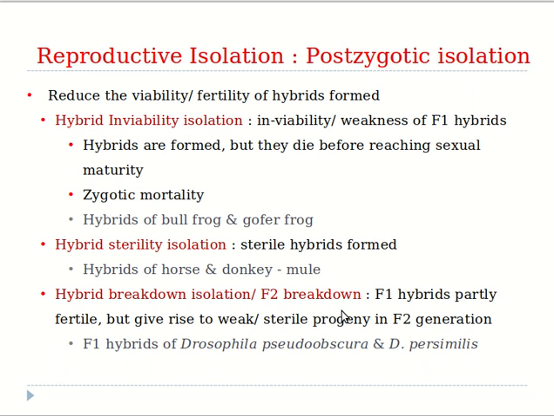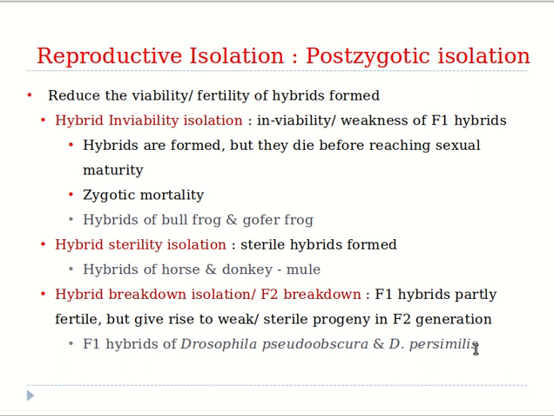This is why it is known as F2 breakdown, because F1 hybrids are fertile, but reaching F2, it becomes weak, abnormal or sterile. The example is from the hybrids of Drosophila pseudoobscura and Drosophila persimilis. F1 hybrid females formed from a cross between these two Drosophila species are vigorous and deposit as many eggs as non-hybrid females. Yet when these females are backcrossed to males of either parental species, individuals of both sexes in the offspring produced will be weak and sterile.